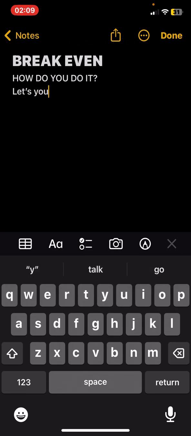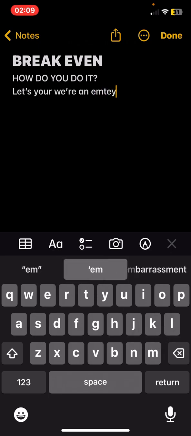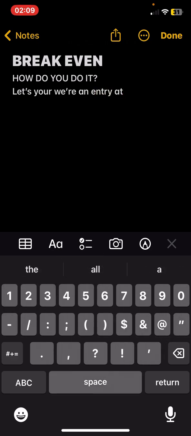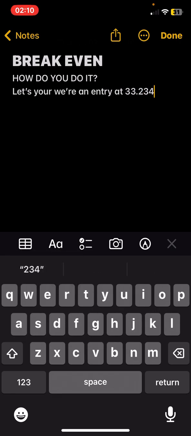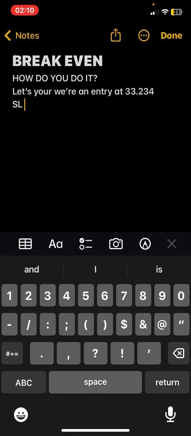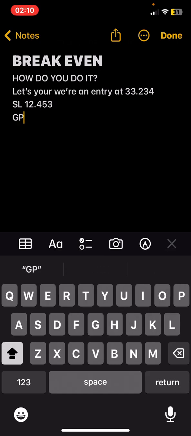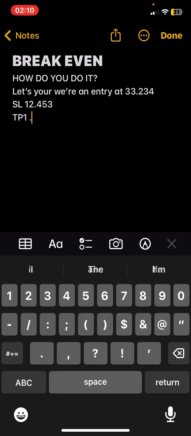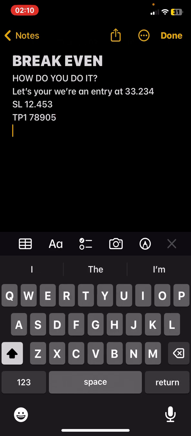Let's say you were given an entry at 333.234, your SL at 12.453, and your TP1 was, let's just put any number, 6655, 78905. Let's just put any one.